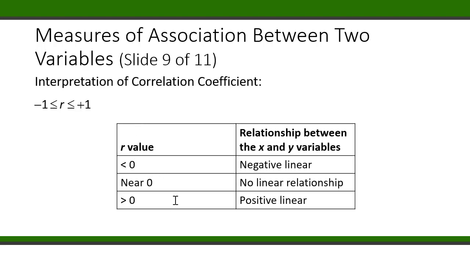The correlation coefficient is going to be between -1 and +1. If it's less than 0, then it's a negative linear relationship. If it's near 0, there's no linear relationship. And if it's greater than 0, it's a positive linear relationship. Typically, if you want to see a really strong relationship, you're going to want those closer to either +1 or -1.